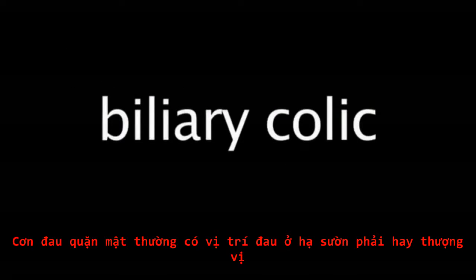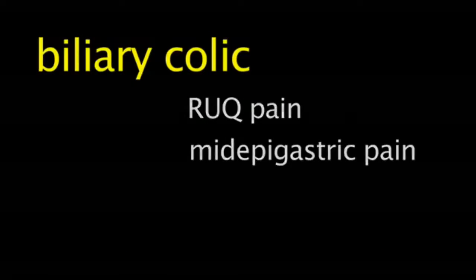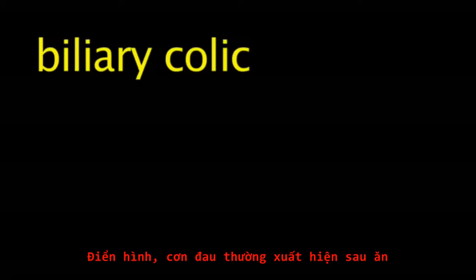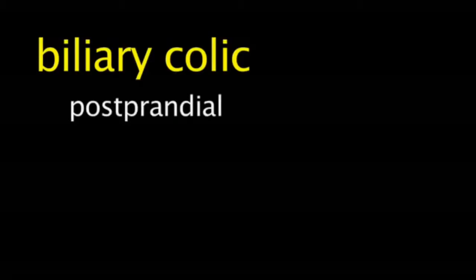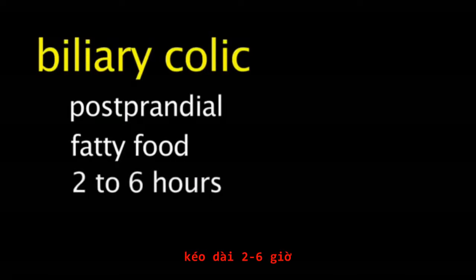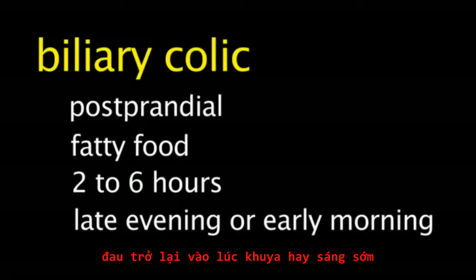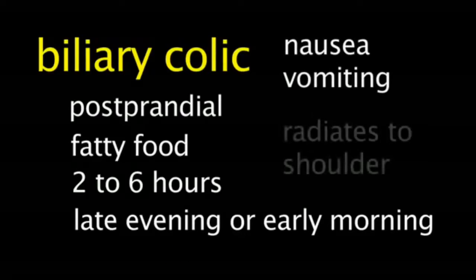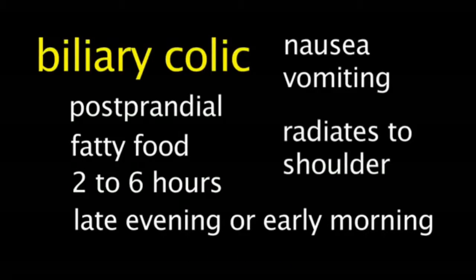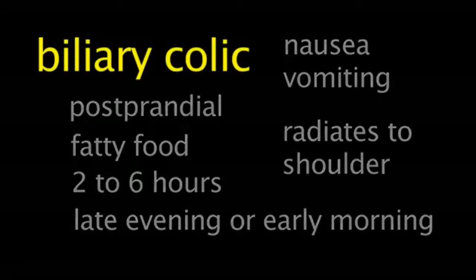Biliary colic generally presents as right upper quadrant pain or mid-epigastric pain. Classically, symptoms include pain that is postprandial, worse after fatty food consumption, 2 to 6 hours in duration, recurrent in the late evening or early morning hours, associated with nausea or vomiting, or radiates to the right shoulder. It can also present atypically with variations in location, duration, and radiation of pain.